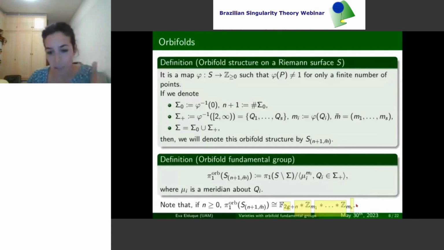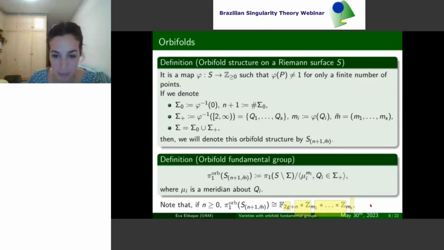And so every free product of cyclic groups will appear as an orbifold group of a Riemann surface with an extra orbifold structure, and the open part comes from n bigger or equal than 0. So the points of multiplicity 0, you have to think about like they're not there. It's like they're not in the surface. So that's why we say open.